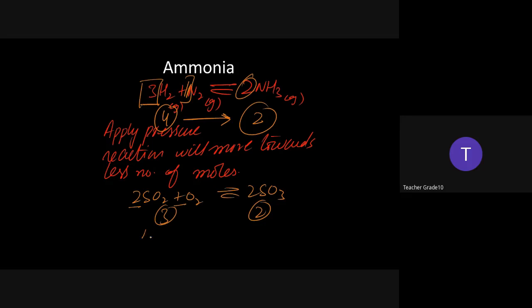And one more example: if you see a reaction of this kind, they are all gases. You can see 1 mole over here, 1 mole over here, and 2 moles over here. That means 2 moles over here and 2 moles over here. There is no net change in the number of moles. That means there is no use of applying pressure. If you apply pressure in this reaction, that is just a useless thing that you are doing.